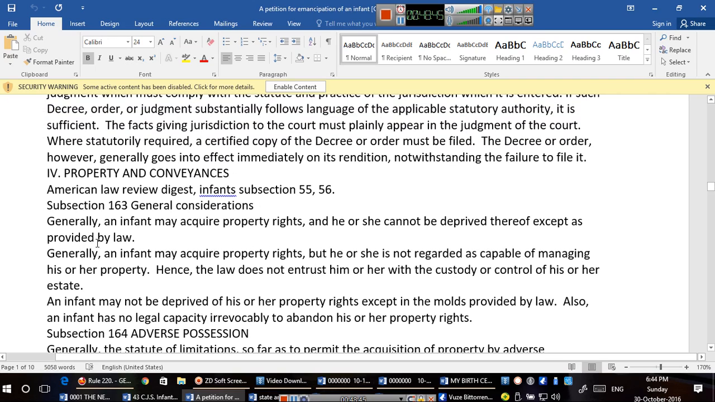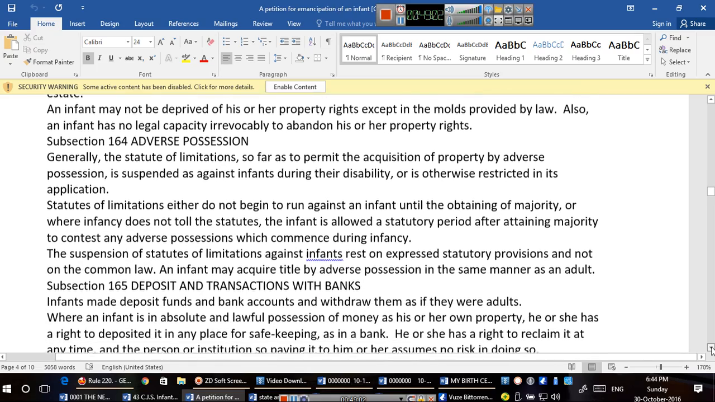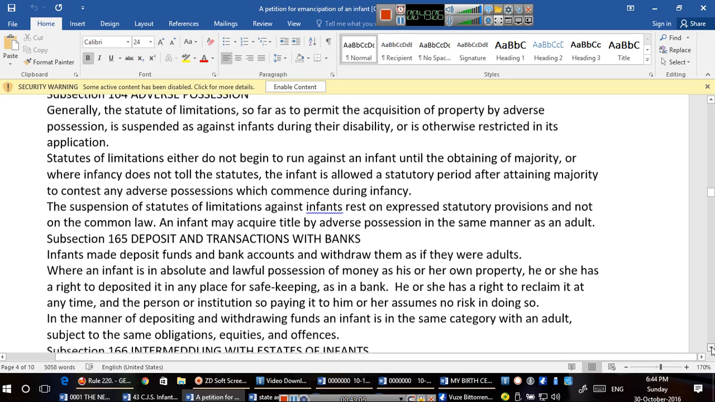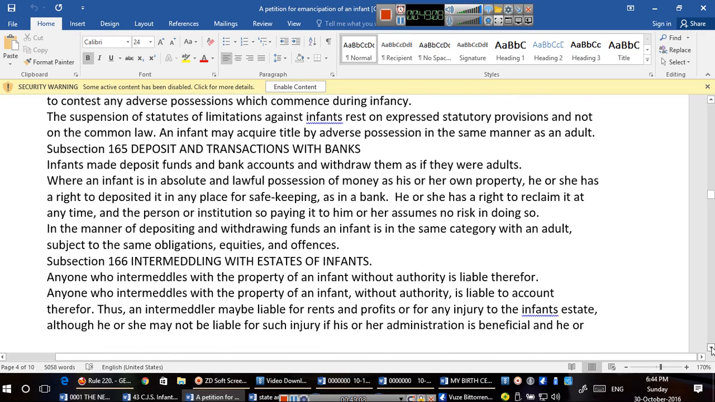Did you guys know generally an infant may acquire property rights and he or she cannot be deprived thereof except as prescribed by law? Yeah, you're being kicked out of your houses as infants because you signed a deed of trust. We're going to talk about that. I've seen so many deeds of trust that speak about mortgage default insurance, and all of you are not bringing up the fact that you had mortgage default insurance.